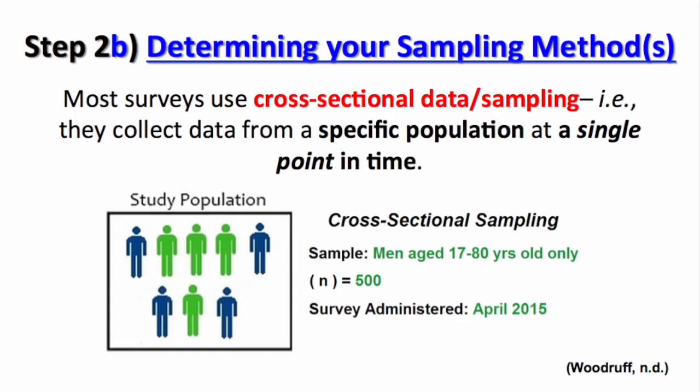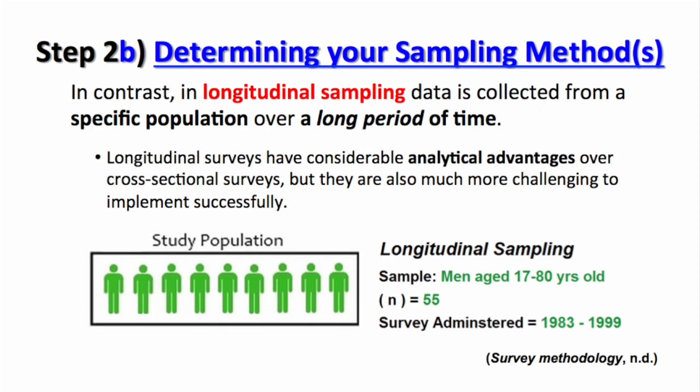So the second step, if you're not tired by this point, is to figure out how you're going to sample your population and your specific sample. Most surveys use cross-sectional data, which means that they sample a single population at a single point in time. For example, the men's survey is an example of that if you do it once. However, if you keep doing it consistently, it would be an example of longitudinal sampling, which is data that is collected from a specific population over a long period of time.